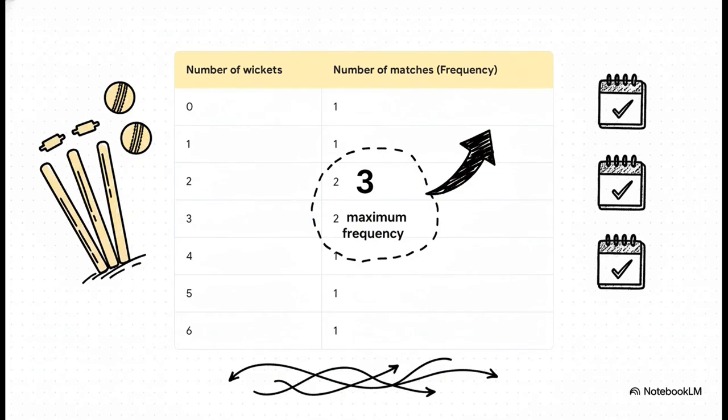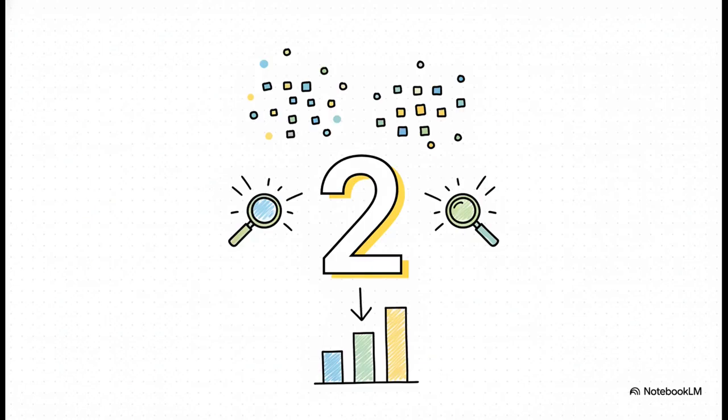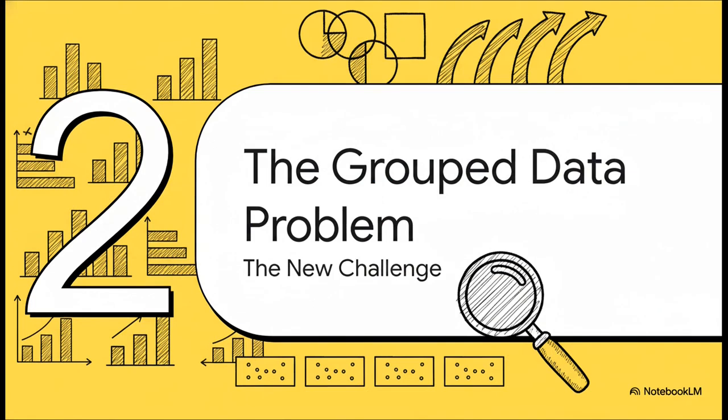Now see what happens when we organize this data into a neat little table. The answer just jumps right out at you. You can clearly see that taking 2 wickets happened in 3 matches, and that is our highest frequency. And so, the mode for this data is 2. Now remember, this was for ungrouped data, which is pretty straightforward. Simple, right? Okay, that was the easy part.